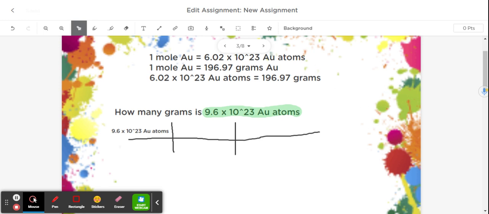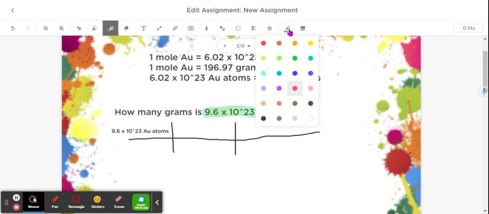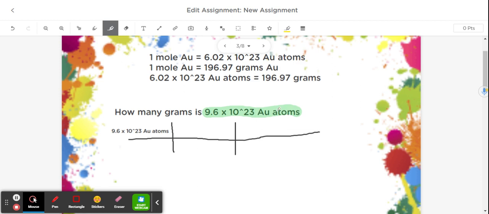What conversion factor are we going to use? I guess it's important for us to think about that, huh? So I've got atoms. My question is asking me to find grams. So I need to use the conversion factor that has both atoms and grams in it. Okay, so I'm going to use this conversion factor.